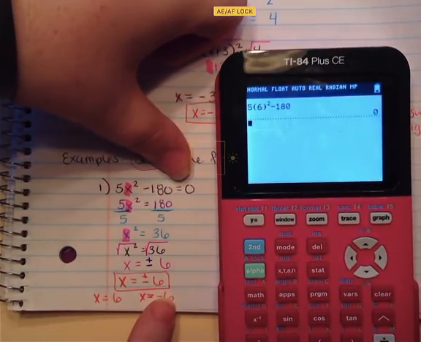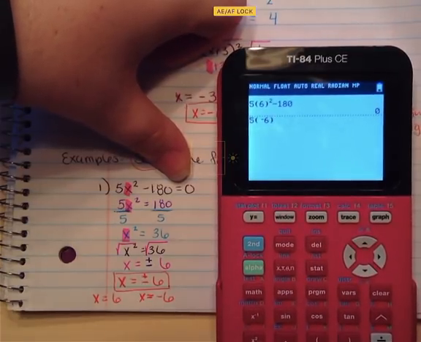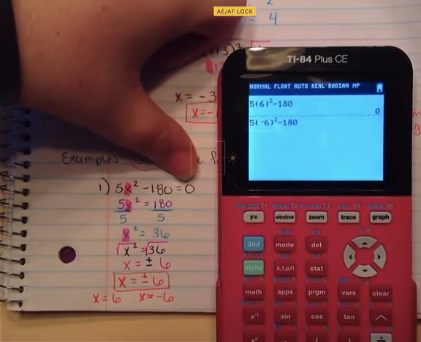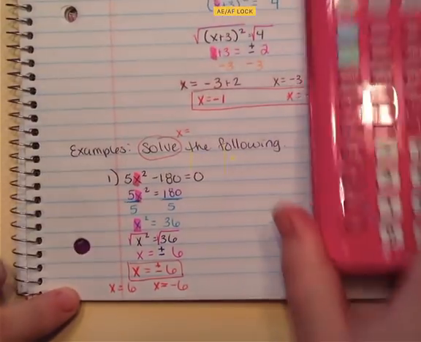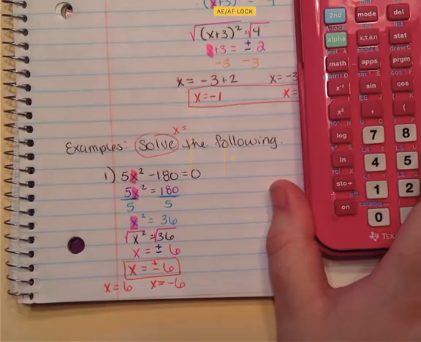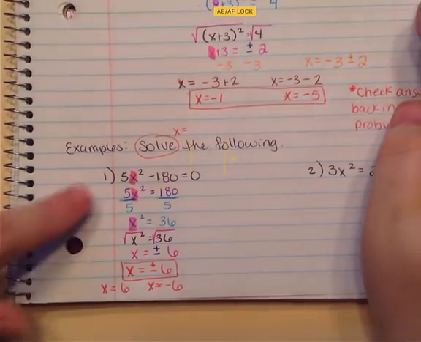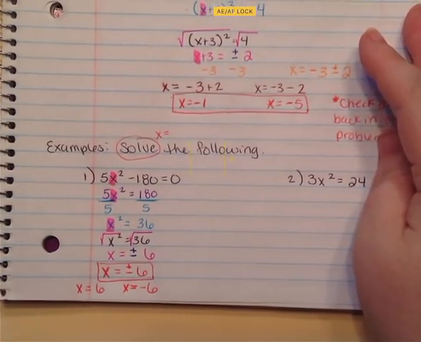Now I'll do the same thing with the negative 6. We'll have 5 parentheses, we're typing in negative 6 for the x, close parentheses, squared, minus 180. And it should be equal to 0 when I hit enter on my calculator, because that's what the problem says, and it does. Therefore, our two answers are 6 and negative 6. Again, this is when you have ax squared plus c. You only have still one letter x in the problem.